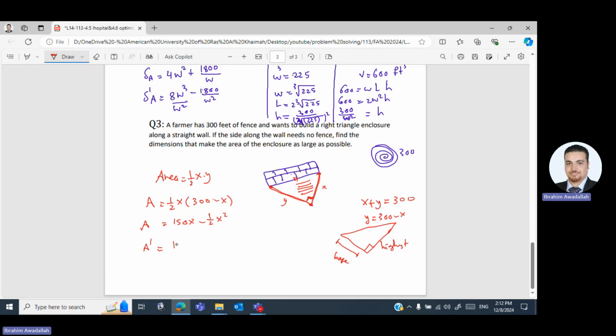A prime equals 150 minus the derivative of this, which will be x, because the 2 cancels, equal to 0. So x equals 150. And by the way, y equals 300 minus 150, which means 150. So x and y, both of them equal 150. So make this equal to this, to make the area as big as possible, the largest possible area.